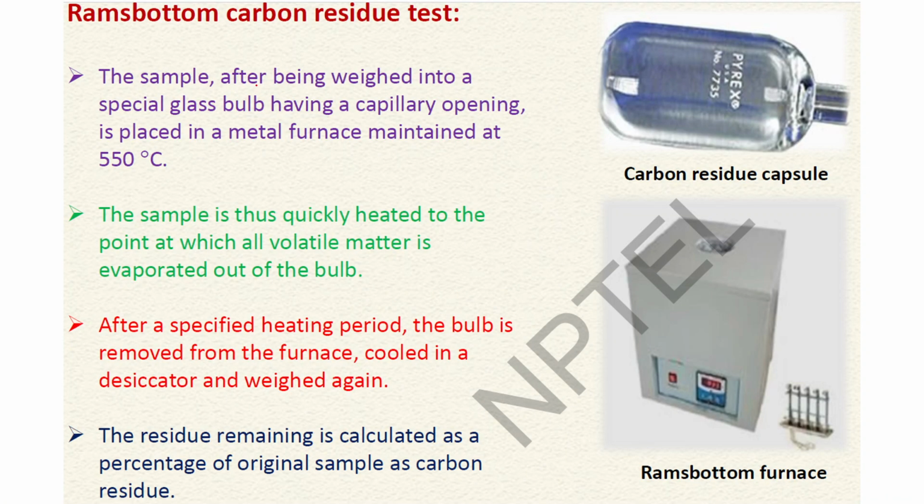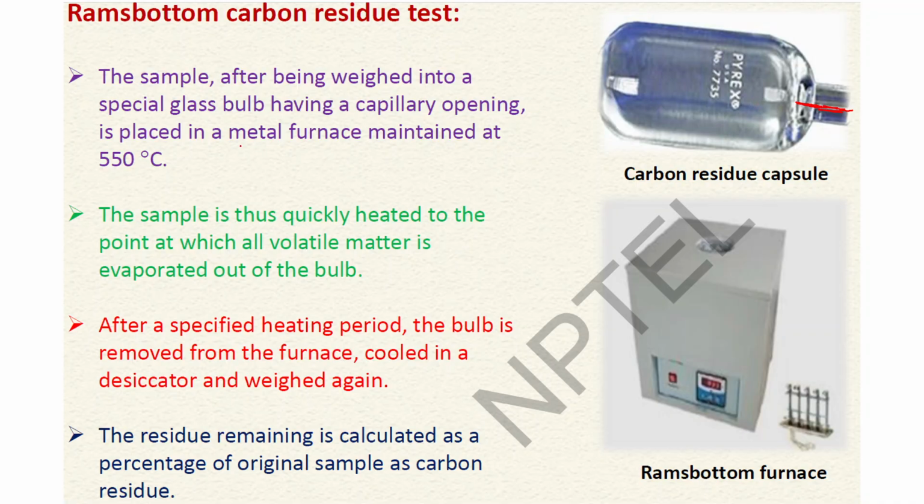So coming on to the Ramsbottom carbon residue test, the sample is weighed into a specific glass bulb. This is a specific glass bulb in which there is a capillary, and our heavy lubricating oil, a specific amount of lubricating oil, is inserted from this capillary into this capsule.